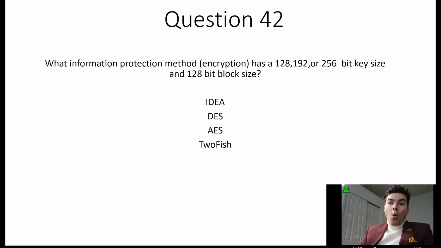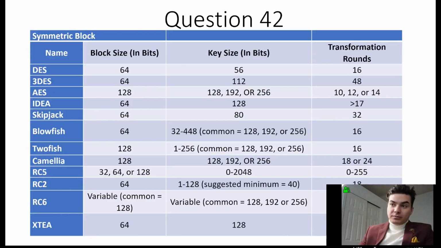Question 42. What information protection method encryption has 128, 192, or 256-bit key size and a 128-bit block size? That is AES, and we're going to take a look at the other options on here. And one thing about the block sizes and the key sizes is that there's really no special technique to remember all of this information. You have to know all of these block sizes and key sizes, and you have to have an understanding of these transformation rounds and know the majority of this information here.